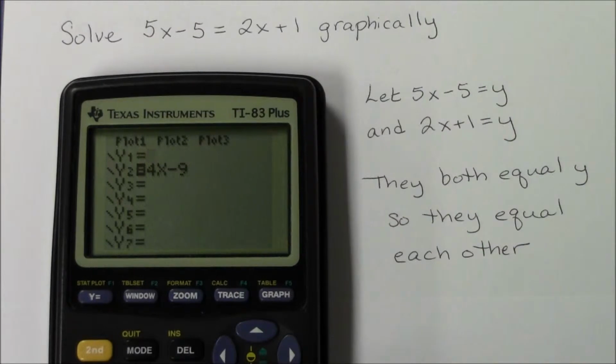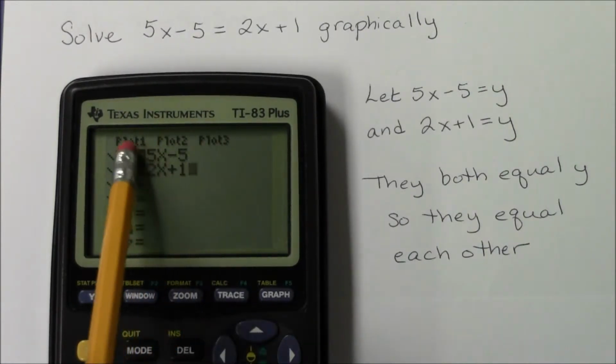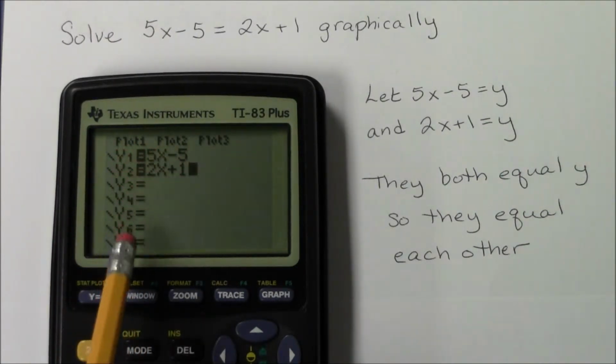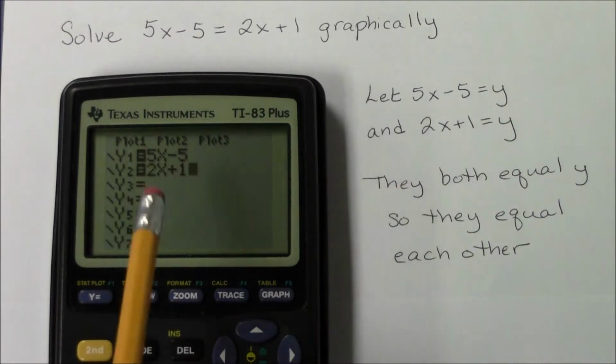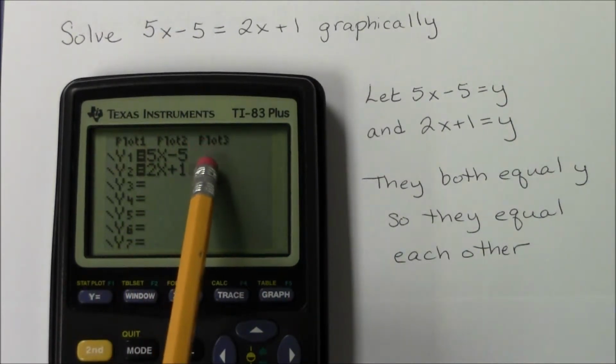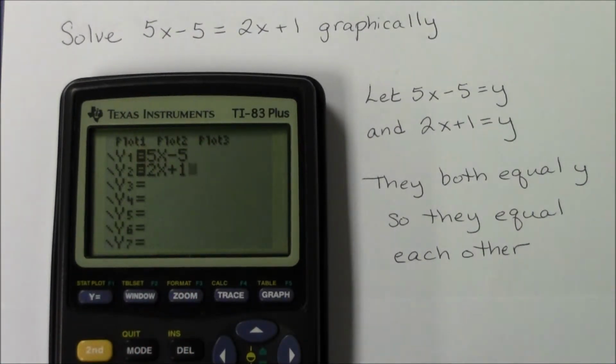And I'm just going to clear out what's already there. And we're going to go up here and we're going to put in 5x minus 5. And we're going to put in 2x plus 1. So now we have two different y equations. They both are equaling the same number in the final solution. Now this graph is going to be very different than this graph. You know that from graphing equations.